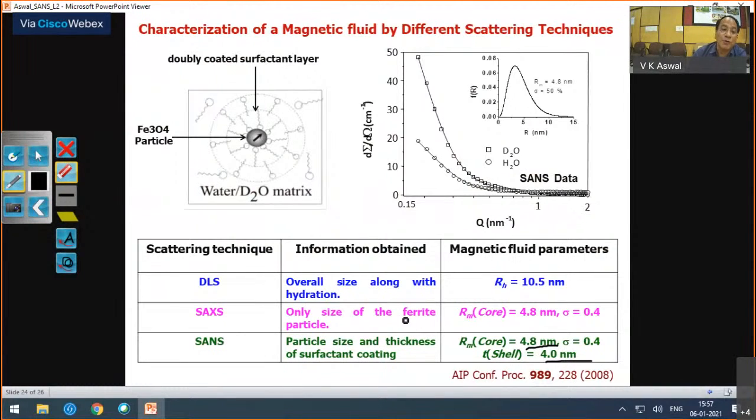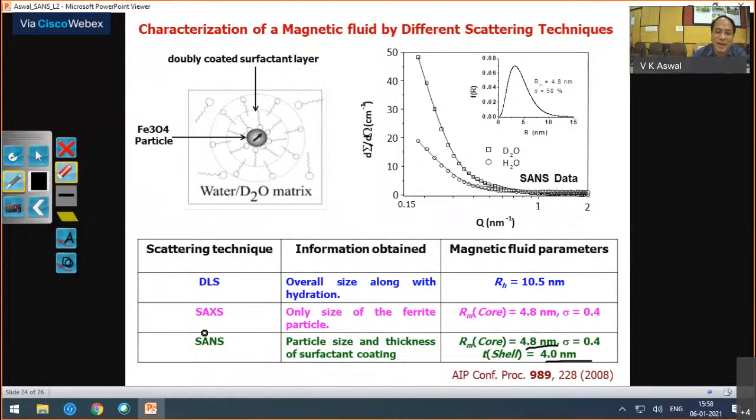So you will start with the small angle X-ray scattering. As Fe3O4 is the high Z component compared to these carbon-hydrogen surfactant molecules, in the case of small angle X-ray scattering, you mostly see this core actually, which is 4.8 nanometer. So in this case, you only get the core size of the particle. And when you do dynamic light scattering, you see everything: core, shell, and also the hydration which is attached to this particle, which will be larger than the overall size.